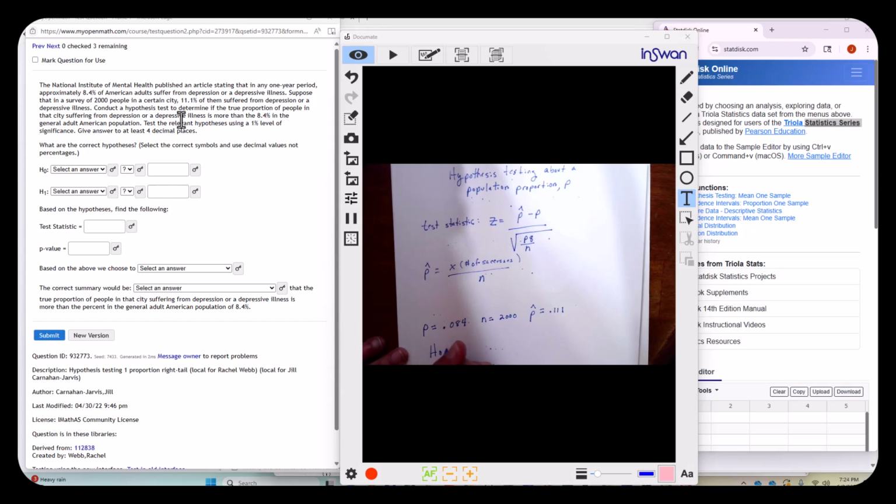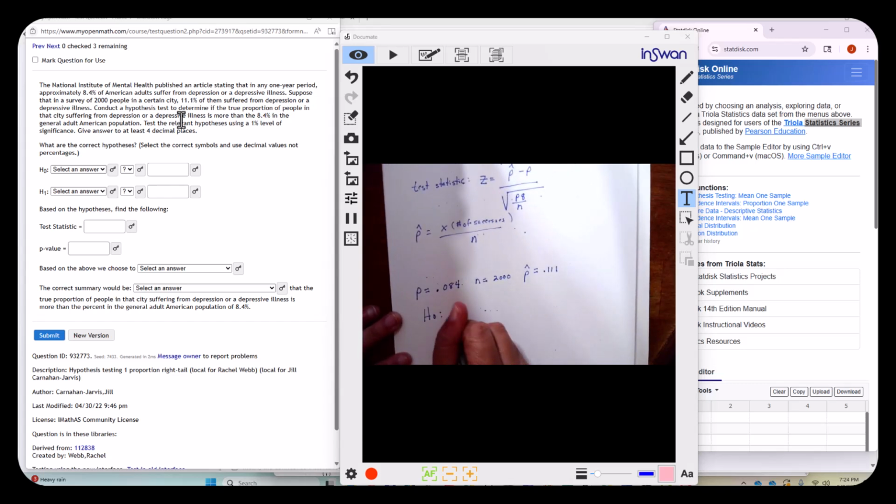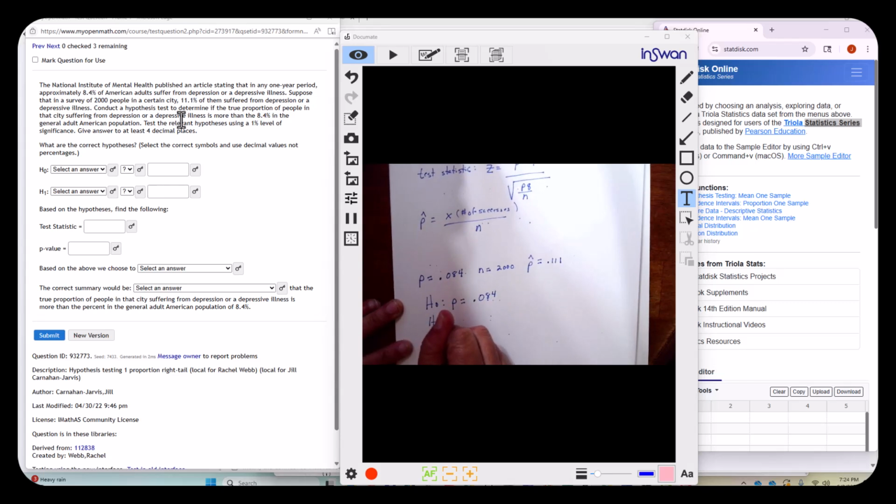So H sub 0 is going to be that p is equal to 0.084, and H sub A is that p is greater than 0.084.